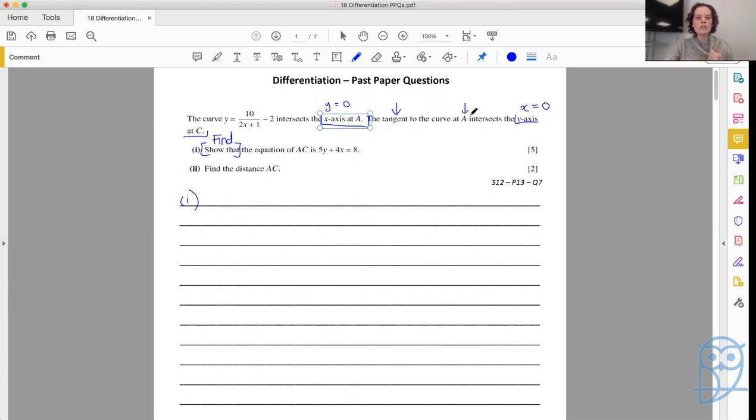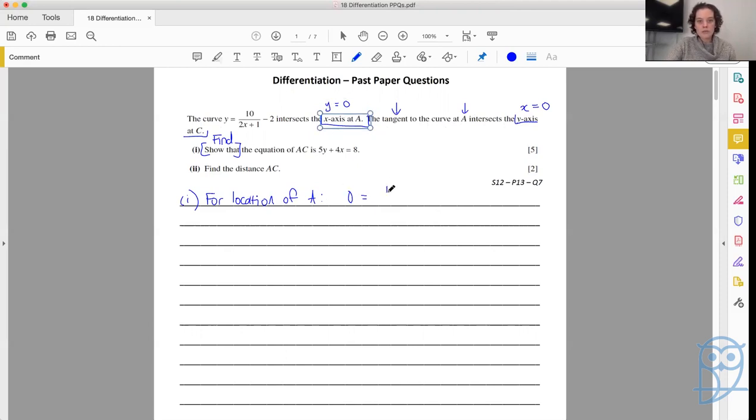So in order to get the line of this tangent, we need the gradient of the tangent. We can get that from the gradient of the curve. And we're going to need the location. We're going to need this point A. So let's start off by locating A. For the location of A, we know that we're crossing the x-axis at A. So the curve is crossing the x-axis at A, so y equals 0.